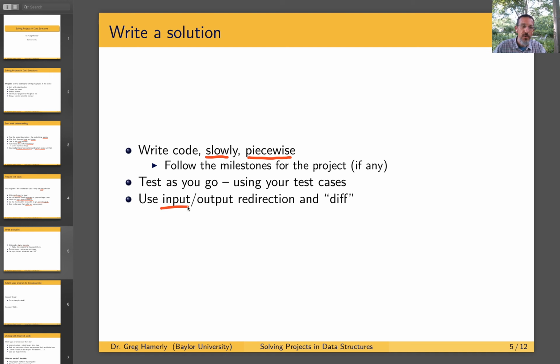Also, you should use input and output redirection and diff. I'm going to talk about these quite a bit in another lecture, so look for those in another lecture. But briefly, input and output redirection is running your program from a command line, and input redirection looks like this. You have your program, and you use the less than sign and then the file name. That tells your computer to run your program with this file, which is possibly in the same directory, as the standard input.